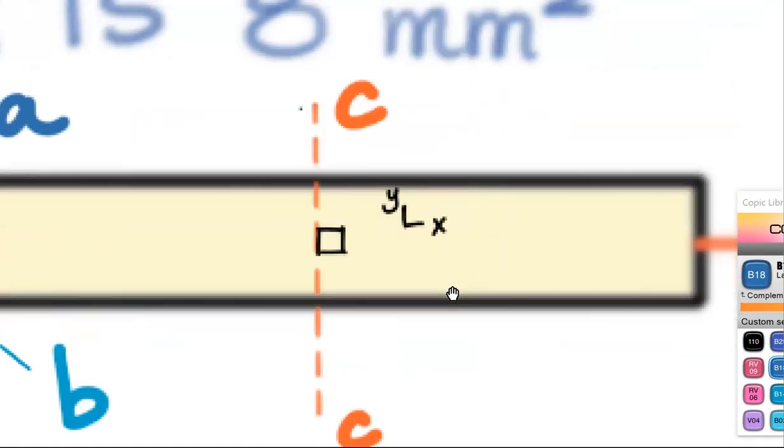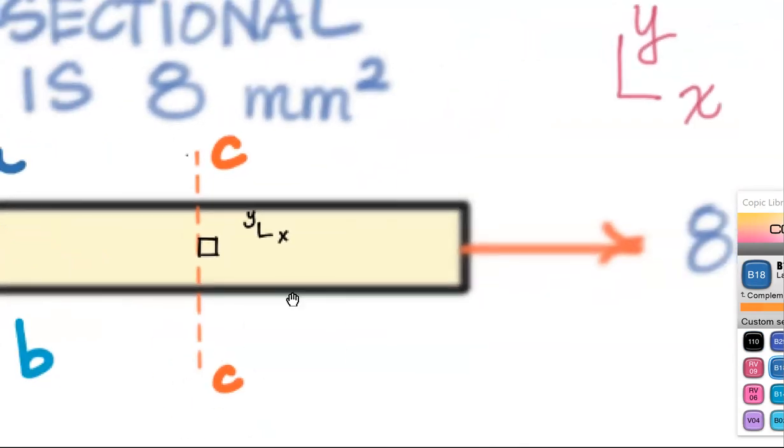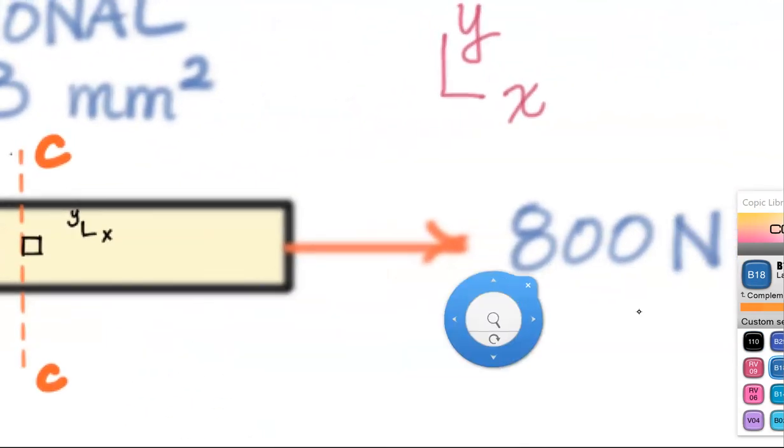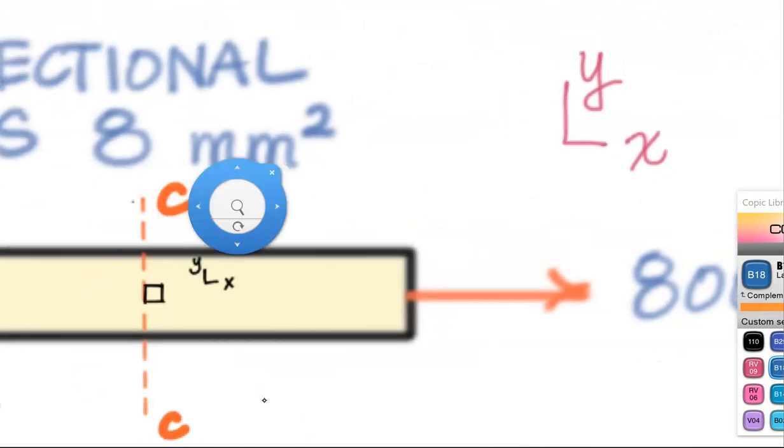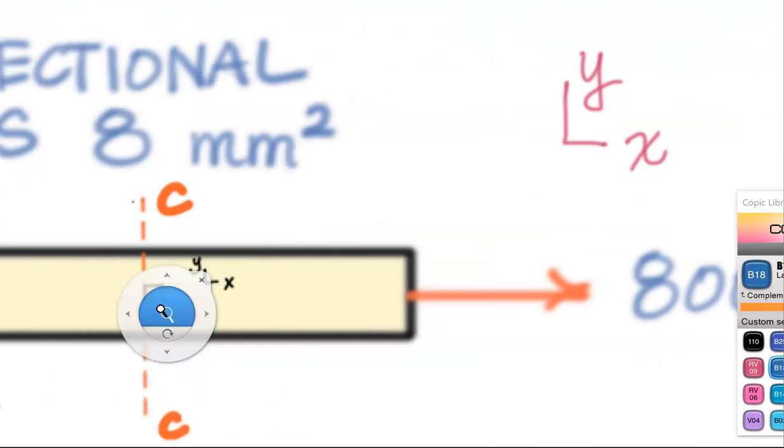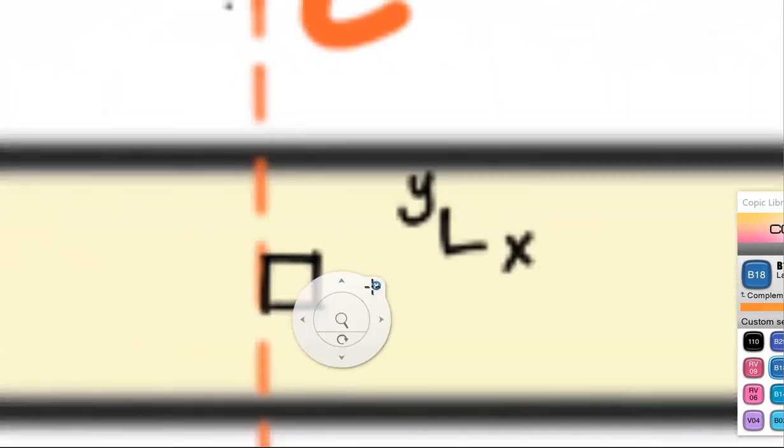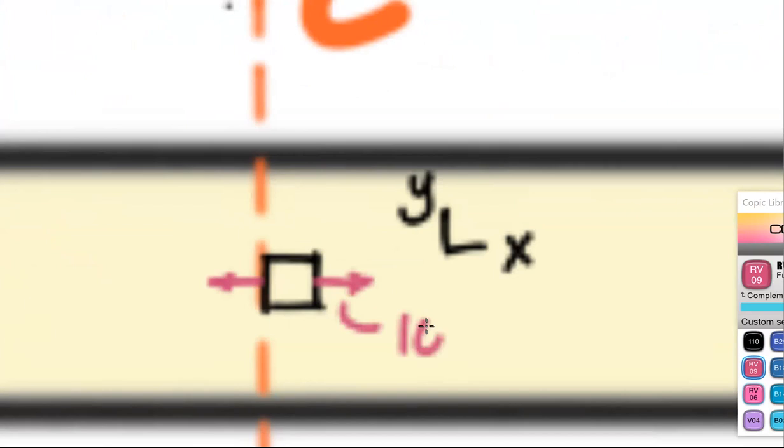And if I were to take that free body, I've got 800 newtons of tension. I can divide that by 8 millimeters squared, the area of the circle, the cross section. That'll give me 100 megapascals. And so if I wanted to draw this stress element, this one's plain and simple, 100 megapascals.